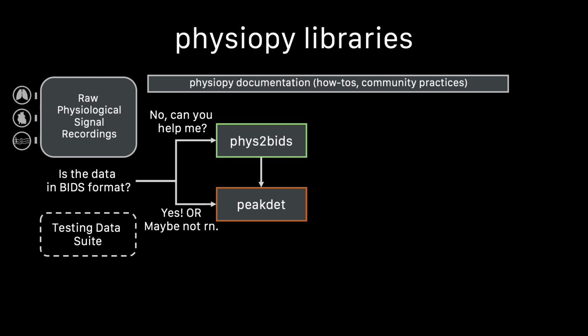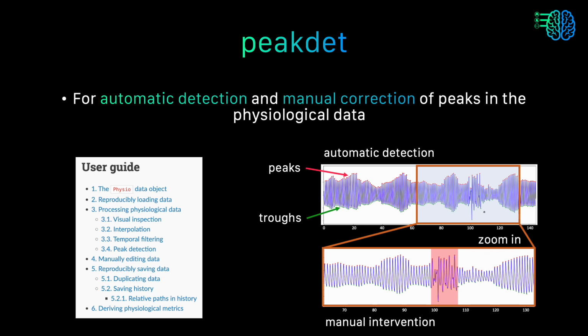Now, let's shift our focus to the other toolbox Physiopy houses, peakdet. The peakdet library employs algorithms to automatically identify peaks and troughs in the physiological signals, saving time and effort in the peak detection process. However, peak detection algorithms are not perfect, so the library allows for manual correction of identified peaks, providing users with the flexibility to refine the results based on their expertise and specific requirements.